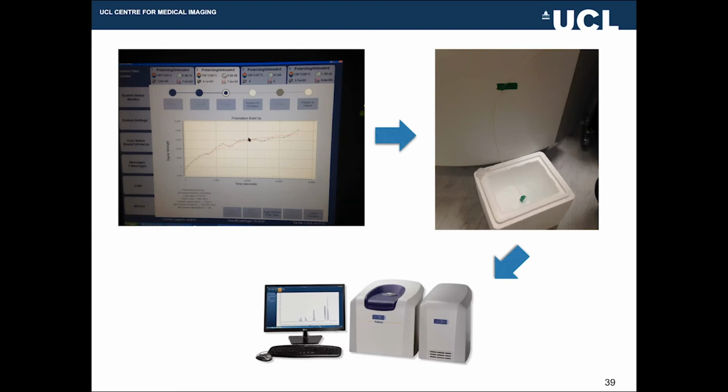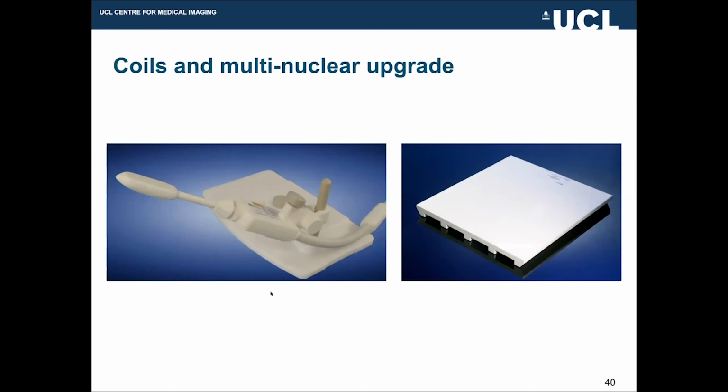This is a polarization graph which shows a signal from a sample going up. This is the dissolution of the hyperpolarized solution, and this is the MR spectrometer that we've got in place to test whether this signal that's present here is actually present in the sample.